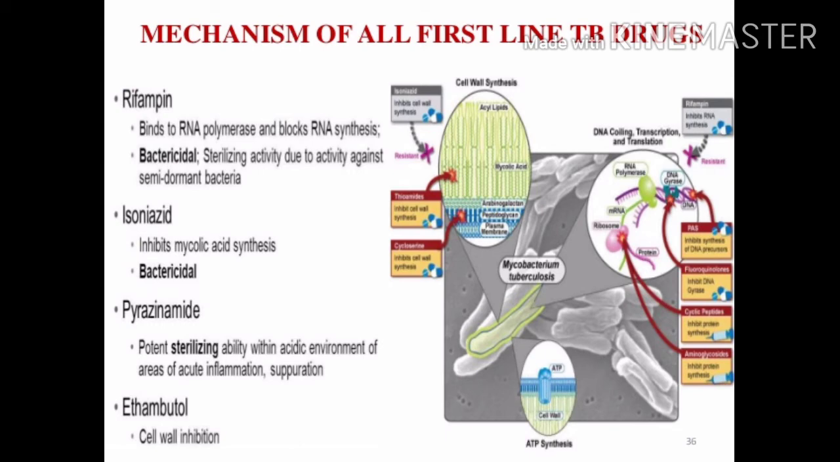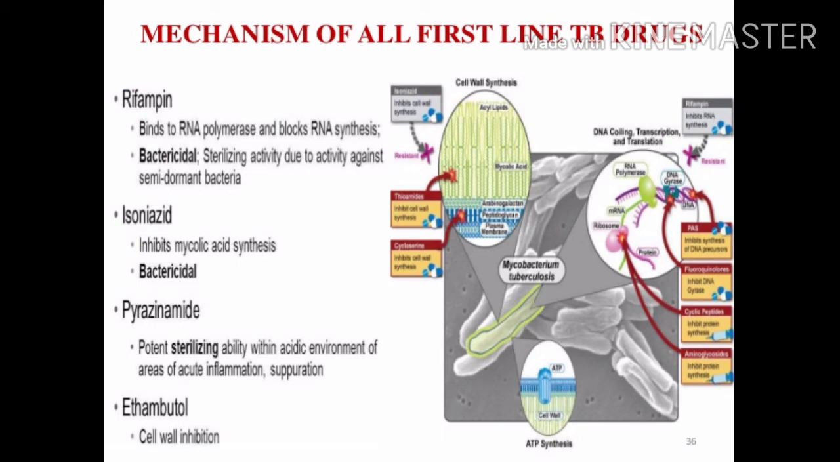Let's see another drug, rifampin. Mechanism of action: it binds to the bacterial DNA-dependent RNA polymerase and thereby inhibits RNA synthesis. This is the mechanism of action of rifampin. Another drug is rifapentine. It has the same mechanism of action as rifampin, that is, it inhibits the RNA polymerase.